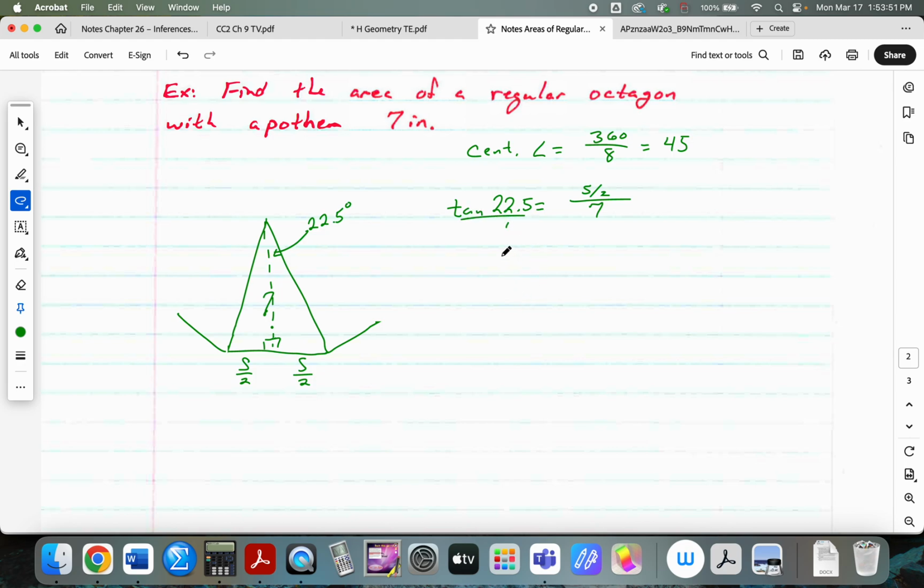Flip that over 1 and cross multiply. And I get S over 2 is 7 times the tangent of 22.5. This is a little bit different than anything we've done before now. We've never had a fraction over here, but how do I get rid of the 2? Multiply by 2. So S is 14 times the tangent of 22.5.